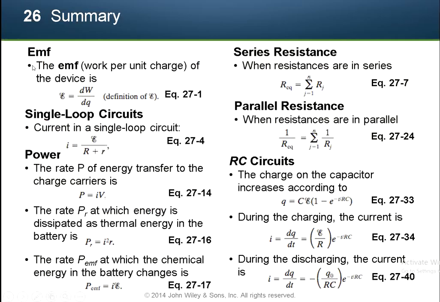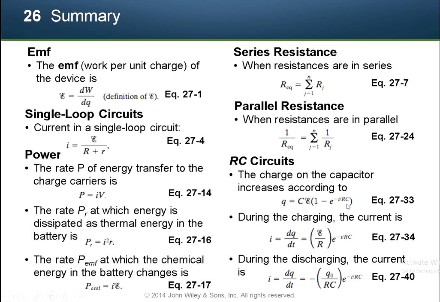That's a summary. We learned about EMF, electromotive force, which is work per unit charge, epsilon equal to dW by dq. For the single loop circuit, current I is equal to epsilon divided by R plus r. The power P is equal to IV, the thermal energy dissipation rate P_R is equal to I squared R, and the EMF rate P_emf is equal to I epsilon. For series resistance, the total equivalent resistance is R1 plus R2 plus R3. For parallel, 1 by R equivalent is 1 by R1 plus 1 by R2 plus 1 by R3. For charging a capacitor, Q is equal to C epsilon into 1 minus e power minus t by RC.